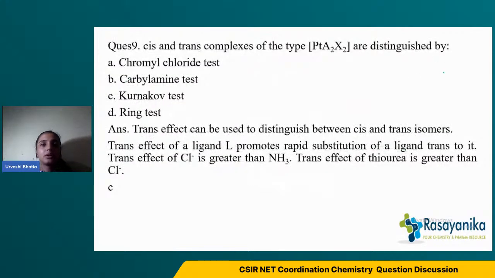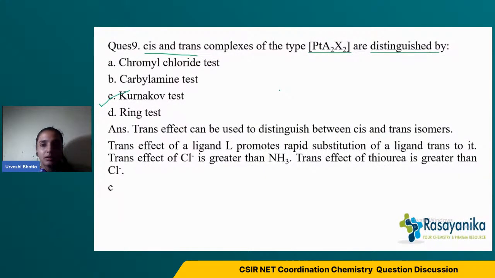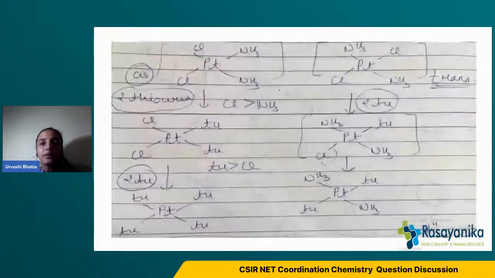Okay. Now this is another simple question: the cis and trans complexes of the type PtA2X2 are distinguished by the Kurnakov test. Now we need to see what the criteria are. So how will we distinguish the cis and trans isomers on the basis of the Kurnakov test?